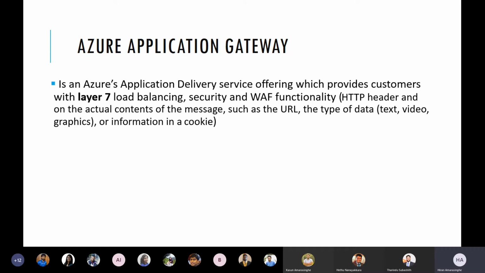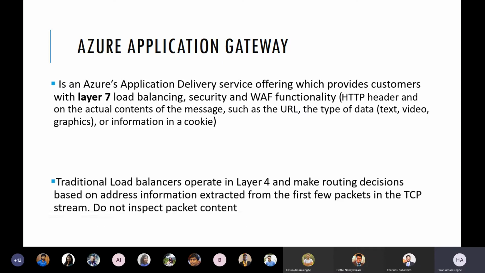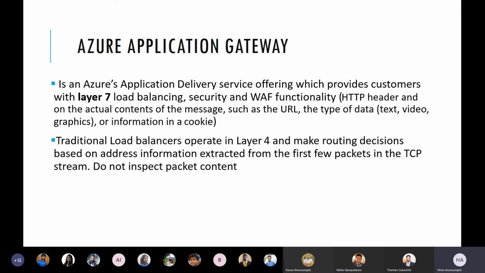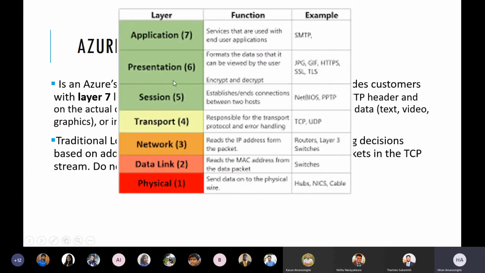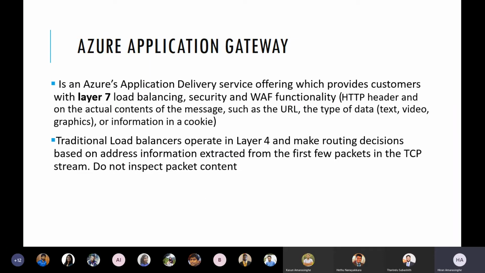So what is meant by layer 7 load balancing? Now, a traditional load balancer actually operates in layer 4. Okay, so let me show you with this slide. Layer 4 means the transport layer. That means the traditional load balancers, for example, Azure load balancers, inspect TCP or UDP packets to make routing decisions. They analyze the IP address or probably the port number.